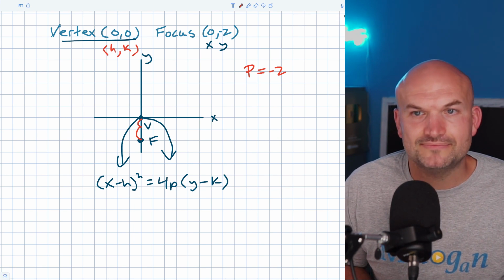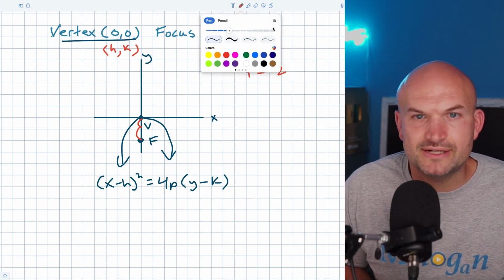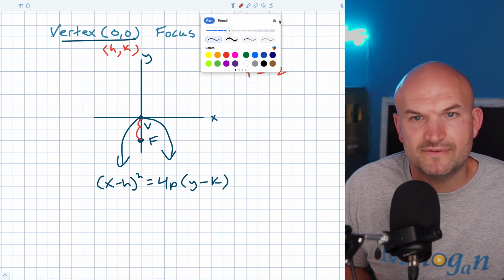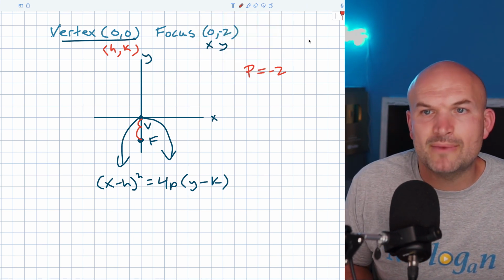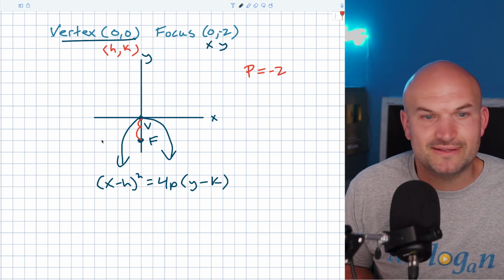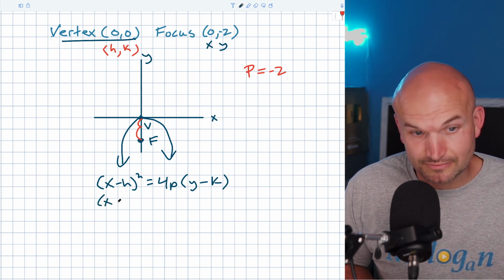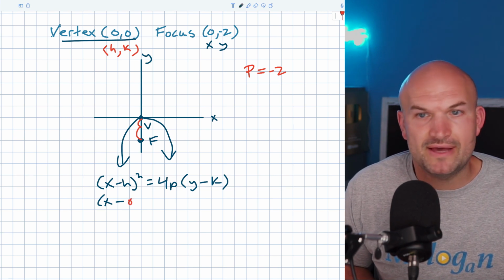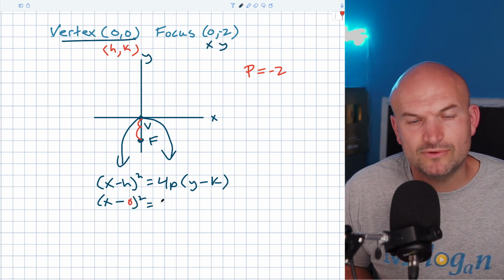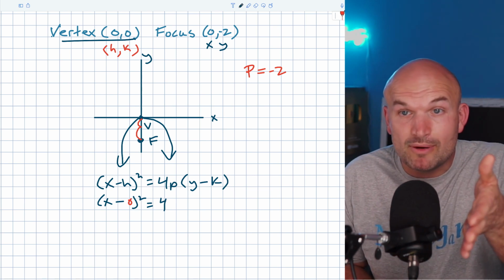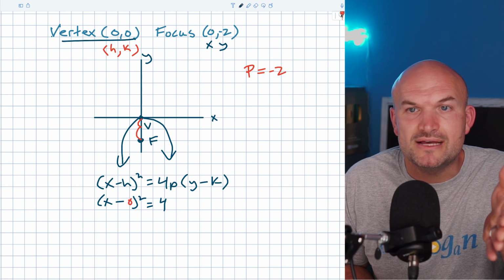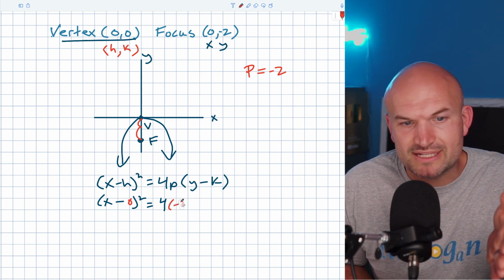So I'm just going to write this here. So I'm going to have x minus 0, right? And then therefore it's going to be squared equals 4 times P. Now remember what P was? P was equal to -2, right? That's why it's so important to understand what your P is. Because if you understand what your P is, therefore that's going to be a -2.